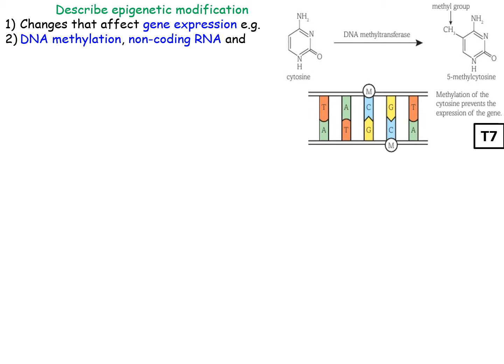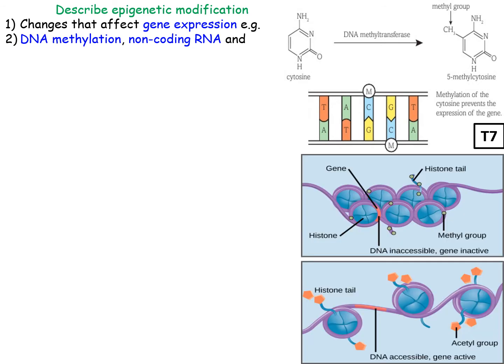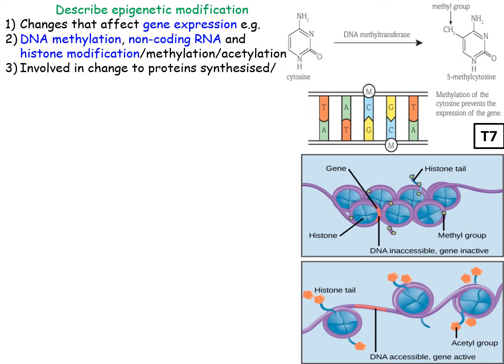So DNA methylation, non-coding RNA, and, with examples we saw earlier, histone modification, or histone methylation or acetylation, can be used, and this is involved in changes to protein synthesis or cell differentiation. So that's the effect that epigenetic modification has. You could either synthesize different proteins, or you could also affect how a cell differentiates.